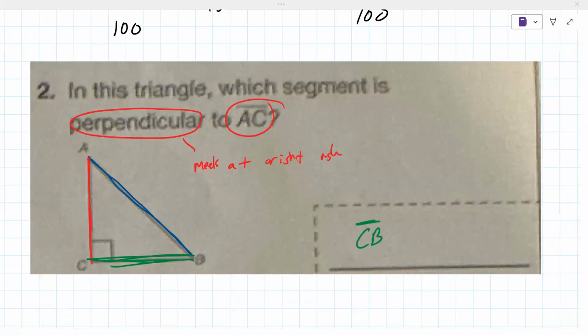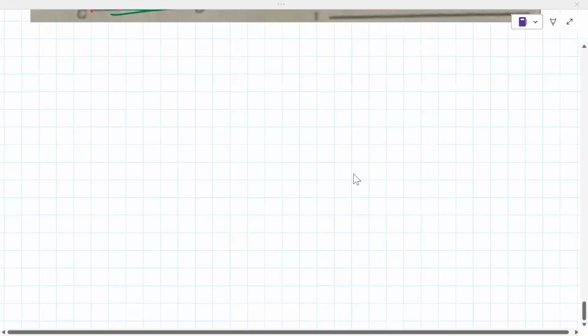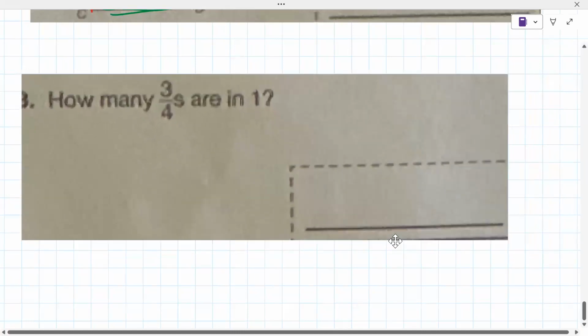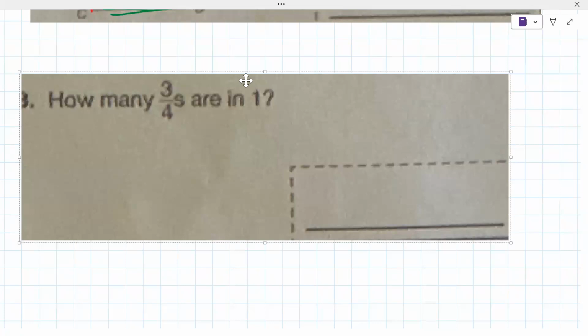All right, let's take a look at number 3. Oh boy, this one could be a little bit unclear. It says how many 3/4 are in 1? Any idea how to do that? No. Okay, let's try a simpler problem. Let's say I asked you how many 1/2s are in 1. What would you say?